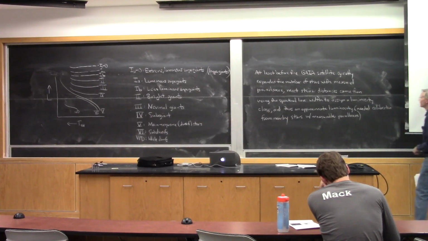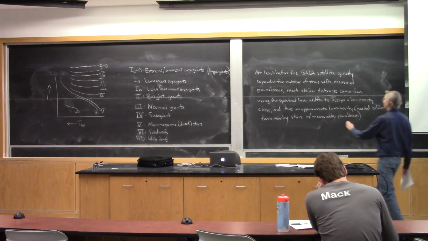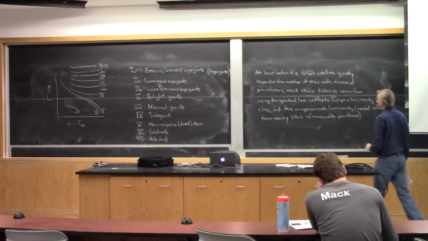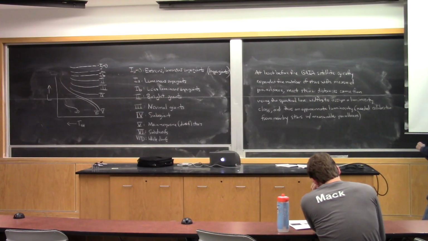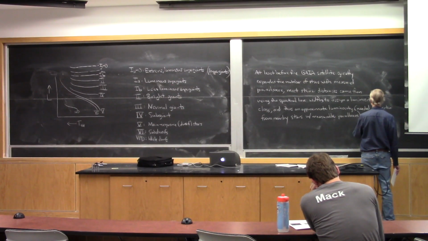Okay, now read it again because it's getting long enough, I don't remember. At least before the Gaia satellite greatly expanded the number of stars with measured parallaxes, most stellar distances came from using the spectral line widths to assign a luminosity class, and thus an approximate luminosity. Well, that needed calibration from nearby stars with measurable parallaxes.